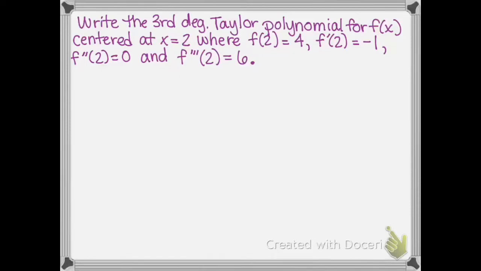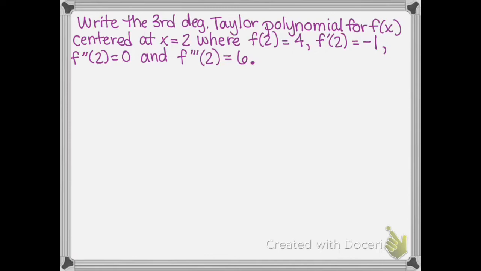Before we dive into some notes on a new topic, let's practice some previous learning, because this is a really important kind of problem that you know how to answer. It says, write the third degree Taylor polynomial for f of x centered at x equals 2, where f of 2 equals 4, f prime of 2 equals -1, f double prime of 2 is 0, and f triple prime of 2 is 6.